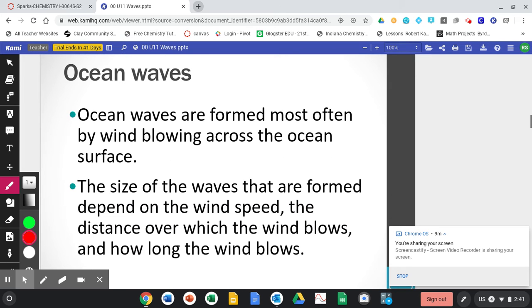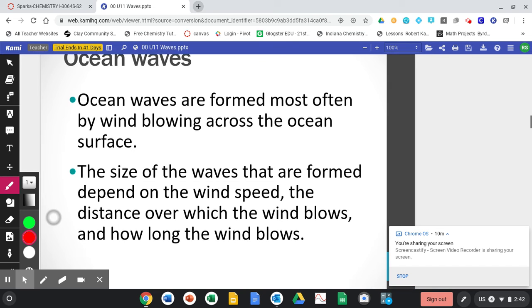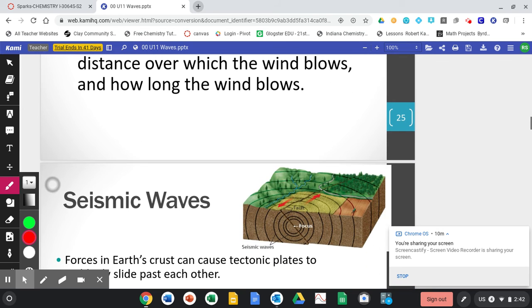Ocean waves. Ocean waves are formed most often by wind blowing across the ocean surface. The size of the waves that are formed depend on the wind's speed and distance over which the wind blows and how long it blows.